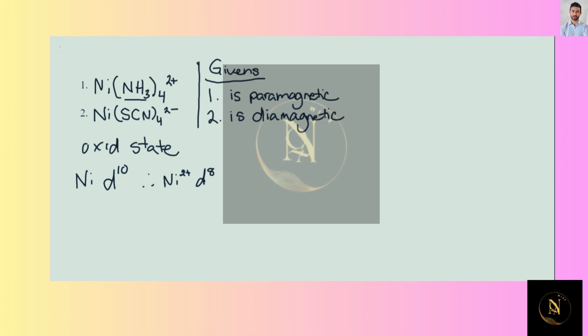We can use similar logic with complex 2, which has these thiocyanate ligands. These ligands have a -1 charge associated with them, and therefore these ligands actually have a -4 overall charge for this complex. Therefore, in order to get this -2 charge for the entire complex, nickel, again, must be in the +2 oxidation state. So this is for both complex 1 and complex 2.